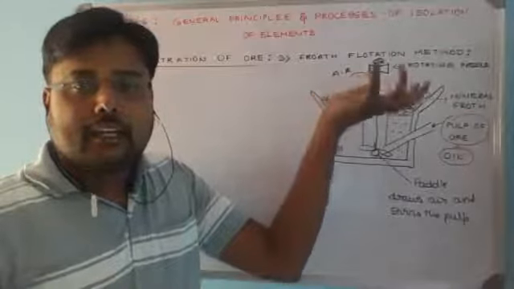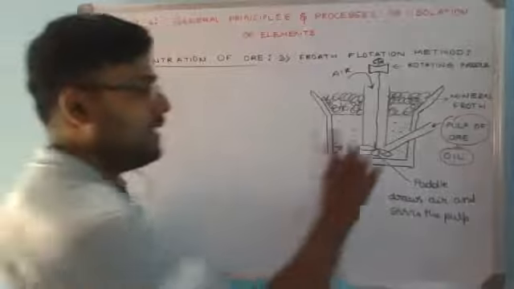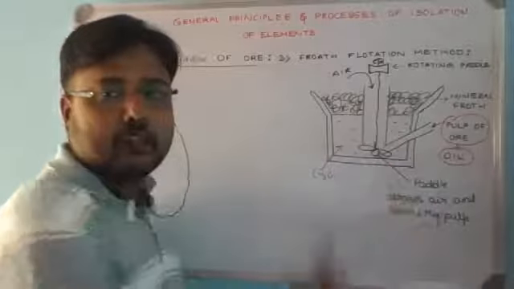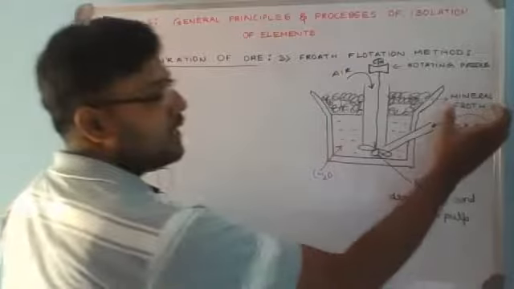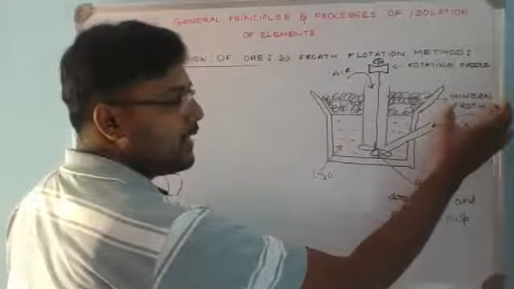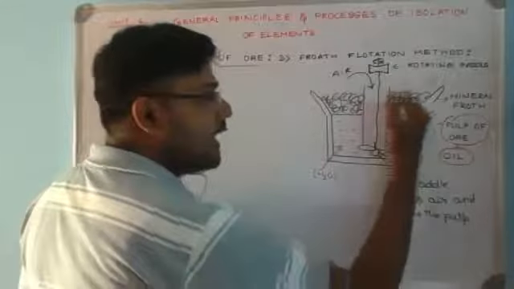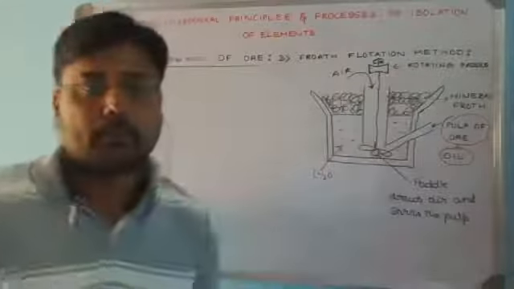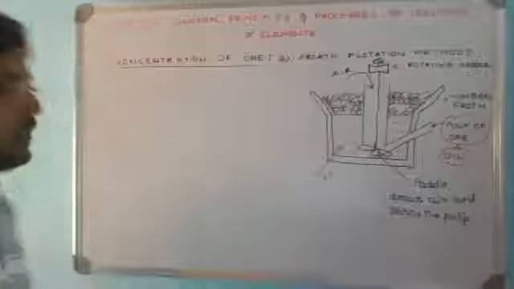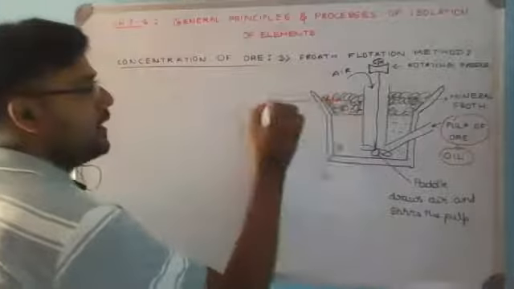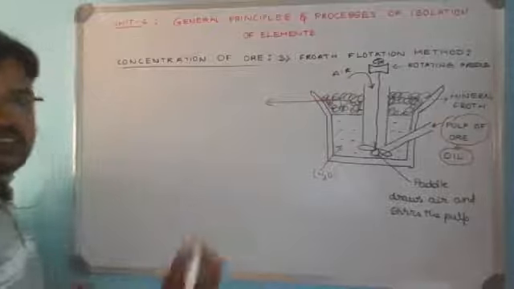The gangue particles, which are generally water soluble, remain in the water medium. And the heavier ore particles or mineral particles, as they are coated with oil, are carried by the froth. So this is how the process of concentration is done. Once it is completed, you can consider how exactly the process is done.